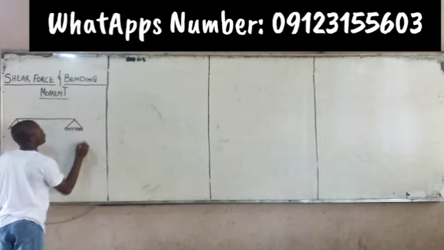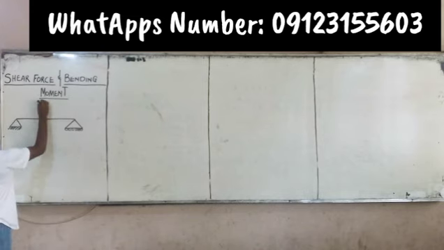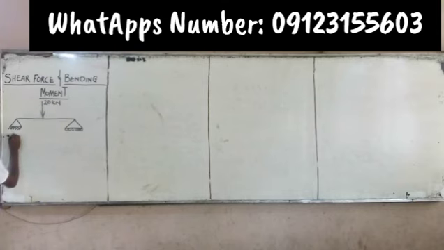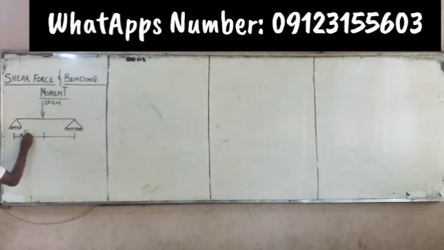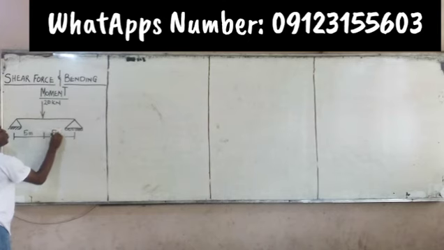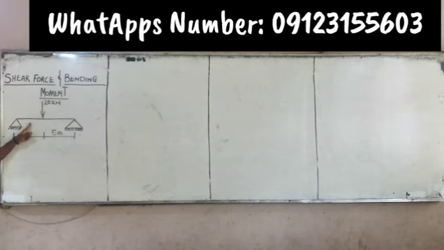Draw the shear force and bending moment diagram of the figure as shown below. This is what? This is a point load. This beam is called what? A simply supported beam. Why? Its two ends are resting on supports.